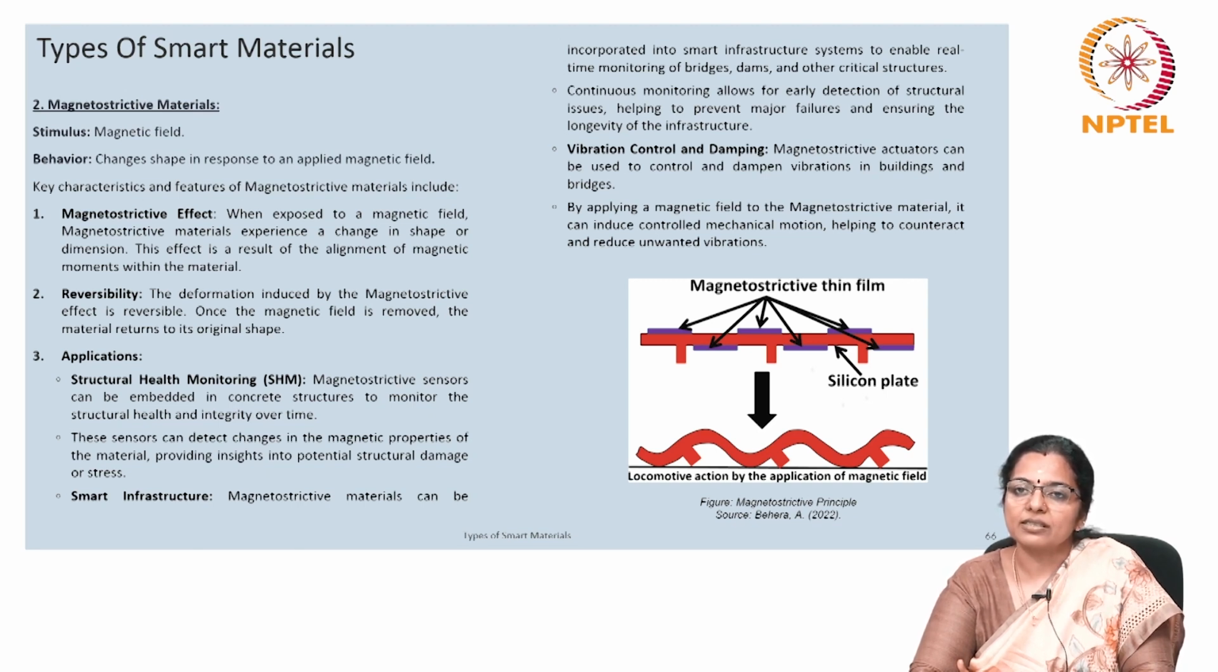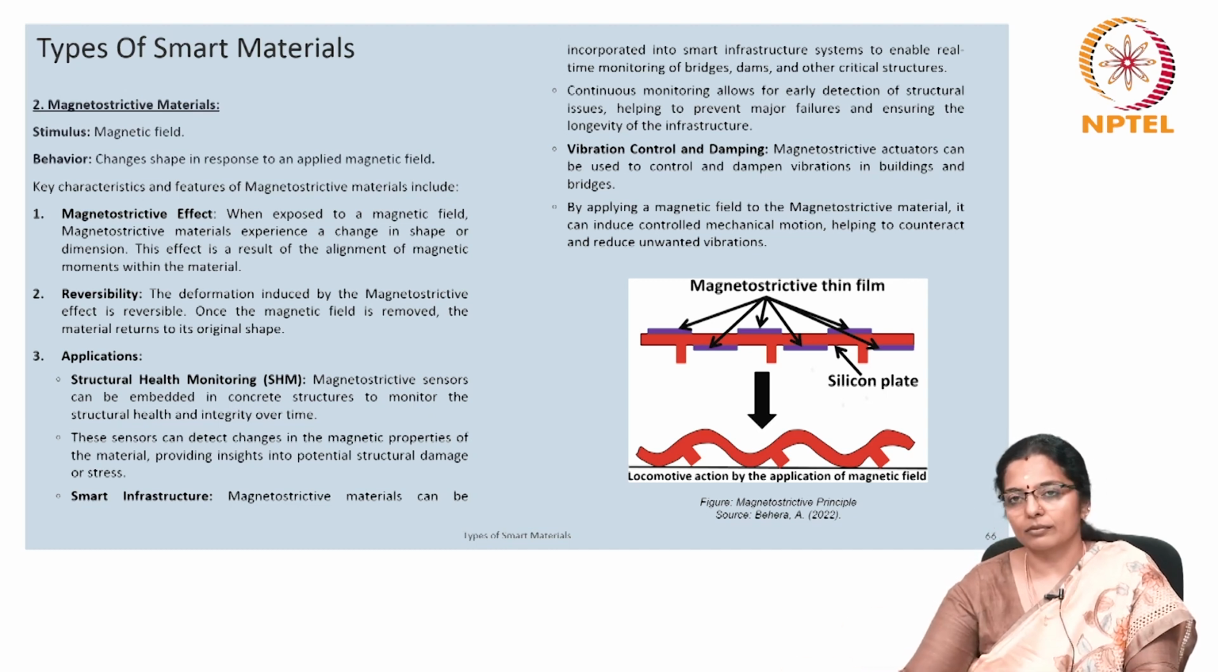Third is vibration control and damping. Magnetostrictive actuators can be used to control and dampen vibrations in buildings and bridges. By applying a magnetic field to the magnetostrictive material, it can induce controlled mechanical motion, helping to counteract and reduce unwanted vibrations.